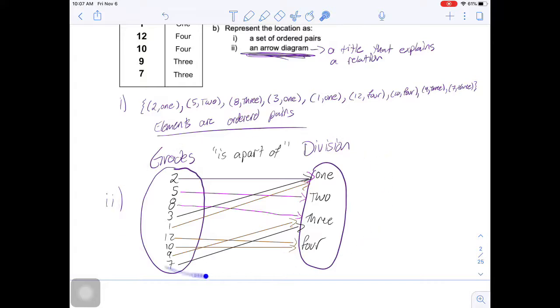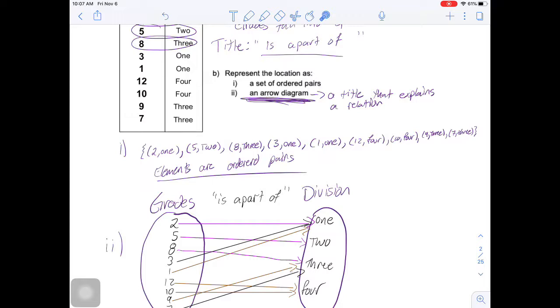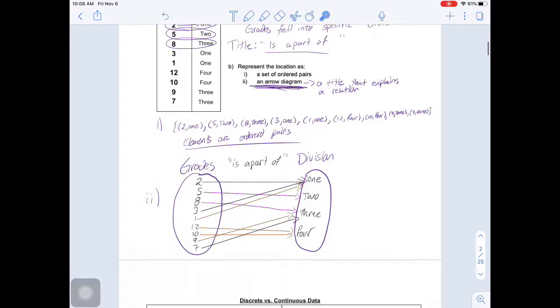But you do need to know how to set up an arrow diagram from a table of values and how a table of values relates to ordered pairs, okay? And being really concise and organized can help you in this by far, definitely. Now, recognize we need our titles, okay? So we put "is a part of," so now I can read it as grades. Grade 8 is a part of, and it goes to division 3. Okay, so the titles are really important.